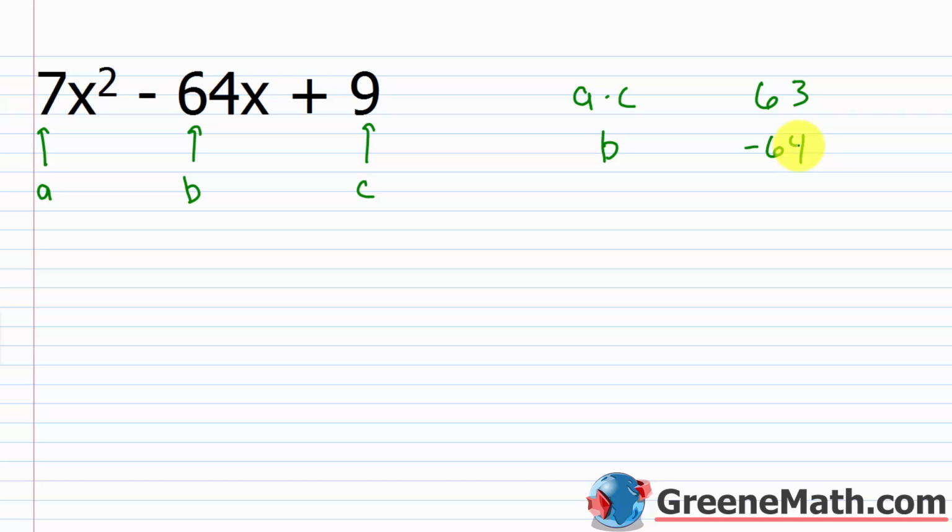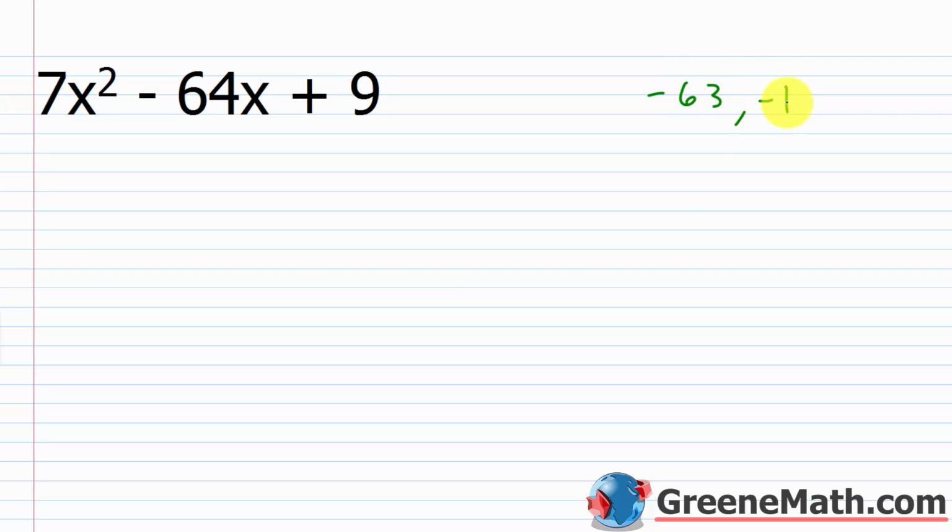If you want a sum of negative 64 and a product of positive 63, your two integers would be negative 63 and negative 1. So I'm just going to write those two integers real quick: negative 63 and negative 1. You use these two integers to rewrite this middle term.